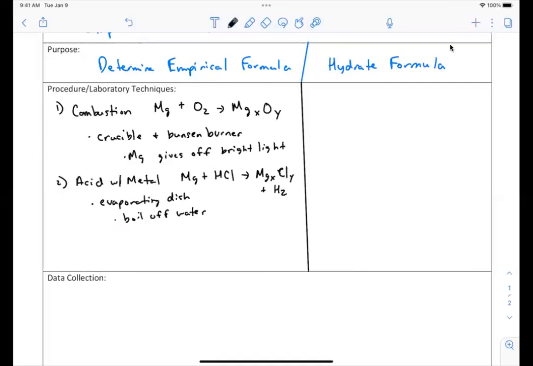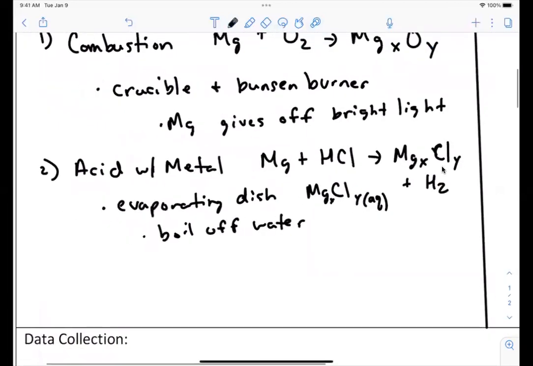because these experiments are usually aqueous, and so you're going to have water. The H2 will escape, so all you'll have left in the dish is aqueous magnesium chloride. So then the only thing you need to separate now is the water from it. So you boil off the water so that you're left with just the magnesium chloride salt.